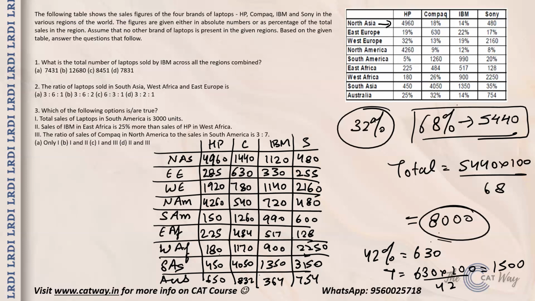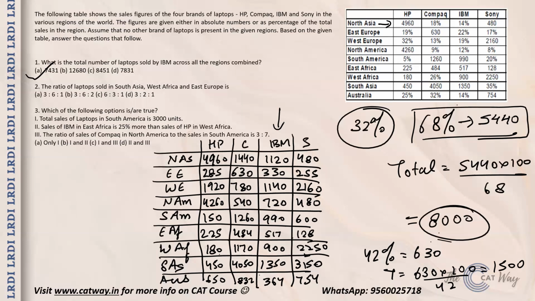So the first question is, what is the total number of laptops sold by IBM across all regions? So if you calculate, just add them up. Adding them up would give you the value of 7,431. All the values you have to add for IBM in different regions, and the answer that you will get is 7,431.